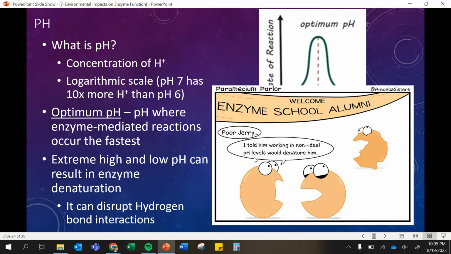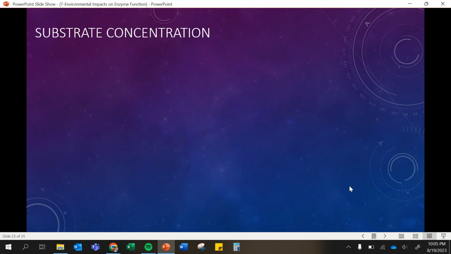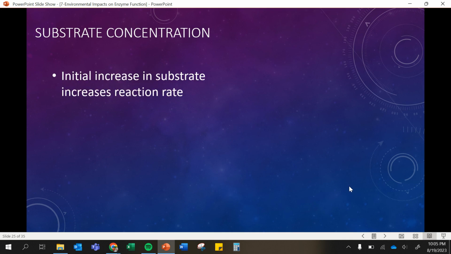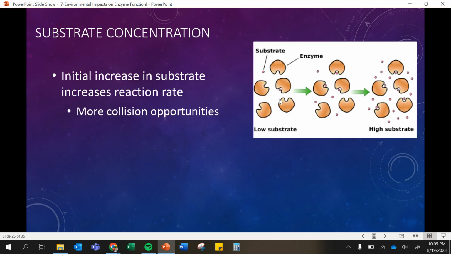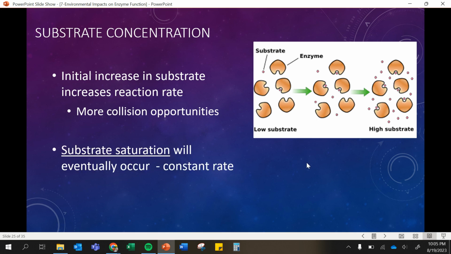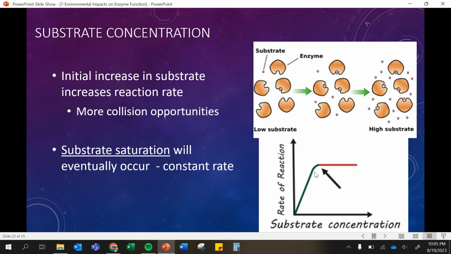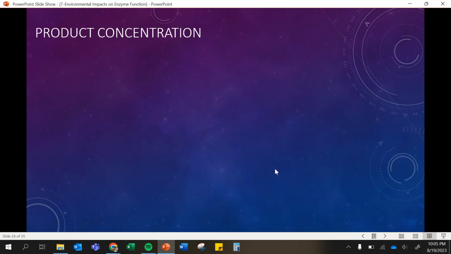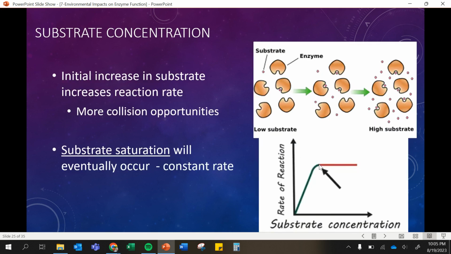So we want ideal pH levels. Otherwise, those enzymes will be denatured. And again, depending on the enzyme, we'll have a different optimal pH. Substrate concentration can also affect this. So an initial increase in substrate concentration increases the reaction. We can think about it as having more collisions happening the more substrate we add. But we can get to what is called substrate saturation. And then we'll have a constant rate just because there are not enough enzymes to make the reaction go any faster, because we have reached substrate saturation.